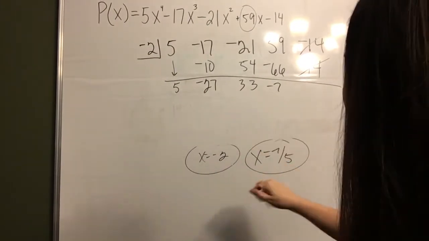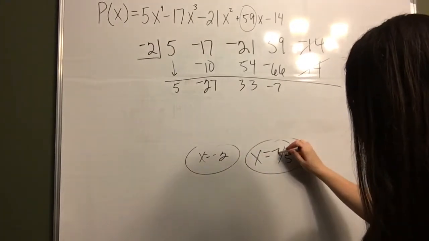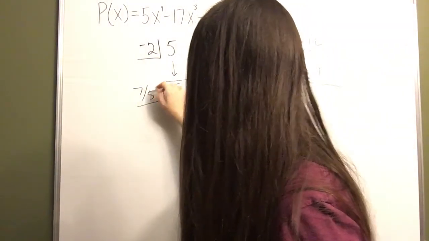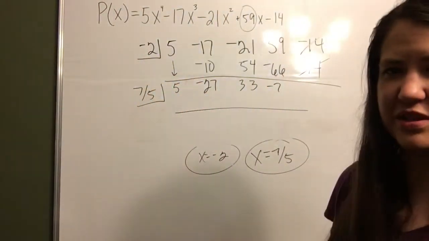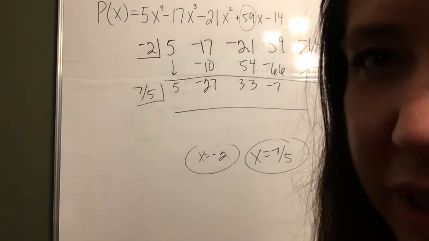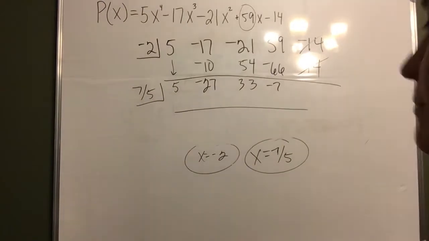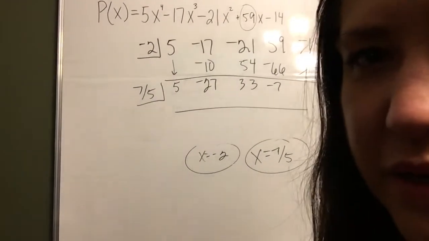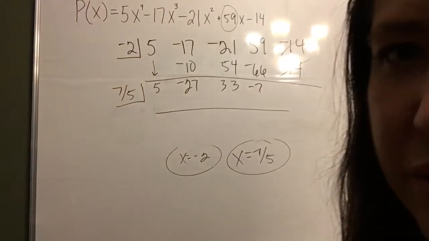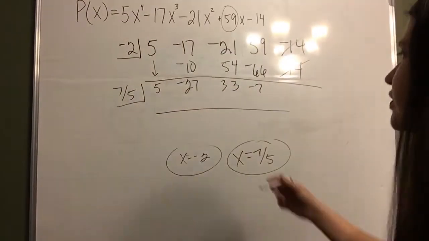Now, we go ahead and use our other 0 that we found, which was 7/5. And we repeat this process. Okay, sorry about the glare that I have there from my light. I might have to relocate next time I shoot a video.